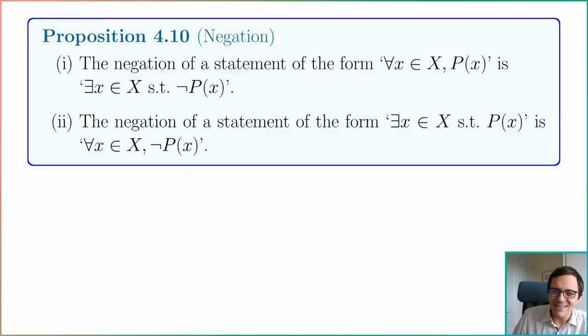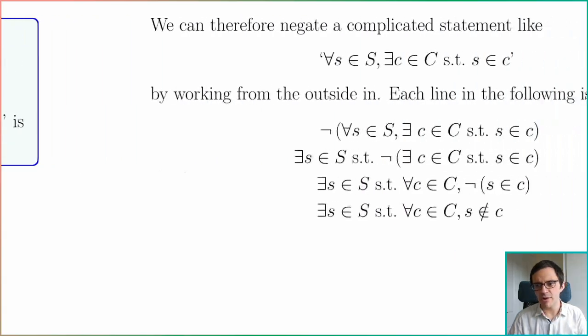So when you look at these, you might notice that exists and for all switch roles when you negate a statement. And it's better than that, because P of x might itself be a complicated statement which involves some for all symbols and some exists symbols. So we can work out the negation of quite a complicated statement by working our way inwards. This is the rule for the outermost for all, or the outermost there exists. Let's work our way in.